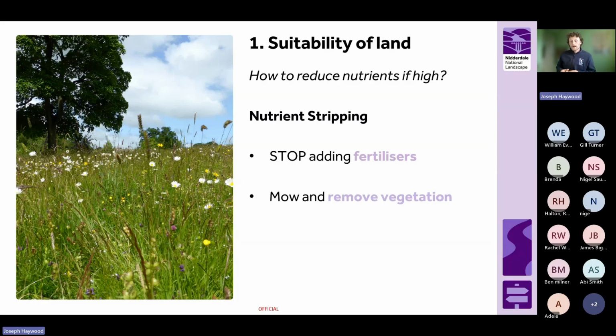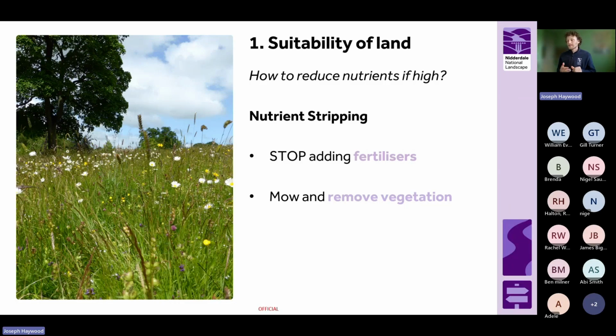Secondly is to mow and remove vegetation. So every time you're mowing, the grassland and the plants there have put a lot of energy into drawing all those nutrients out of the soil to grow. And before any of those plants have died and any of those nutrients are reabsorbed back into the soil, you've mown it and you've removed that vegetation. And that's stripping that year's worth of growth and those nutrients from that field, which will slowly reduce the nutrient level, the fertility of the soil.